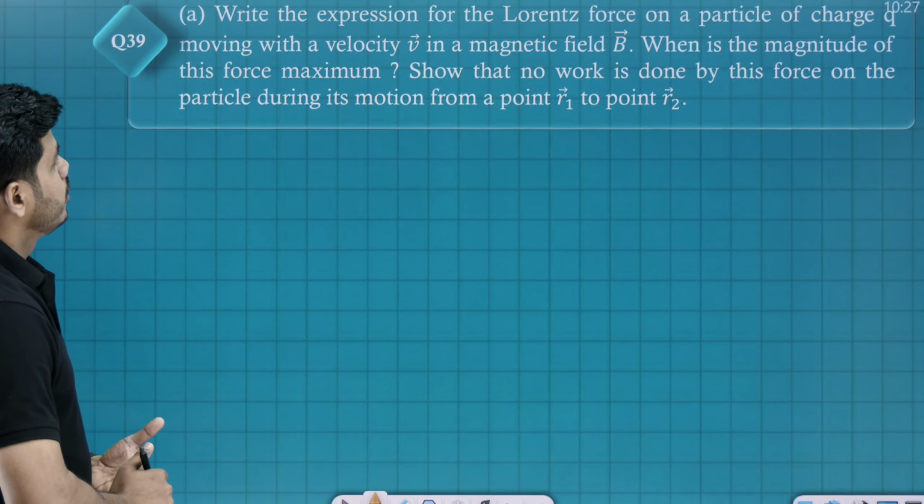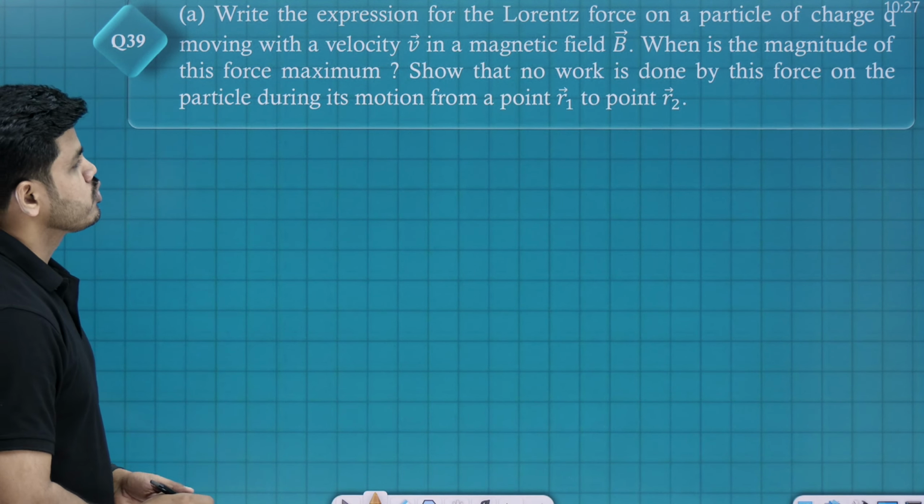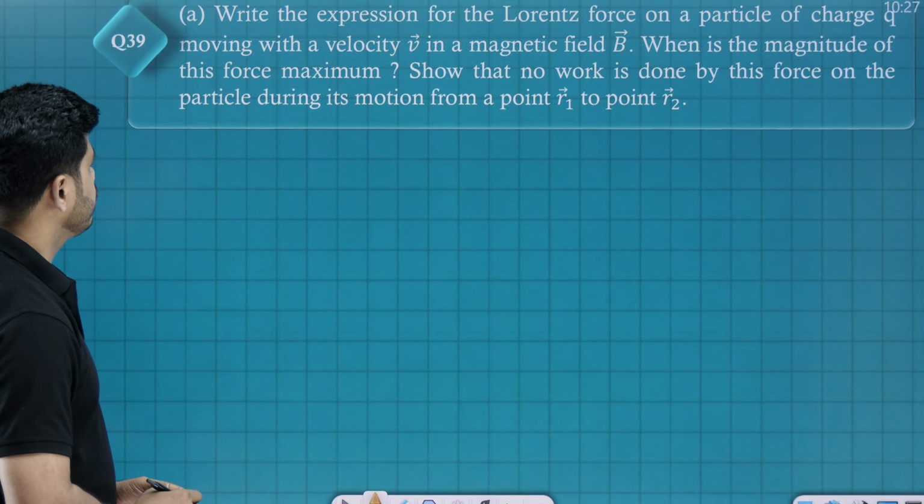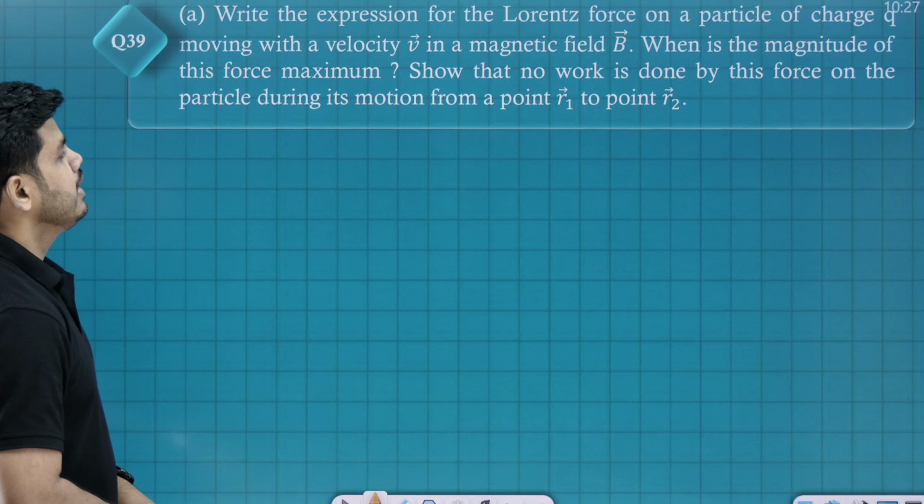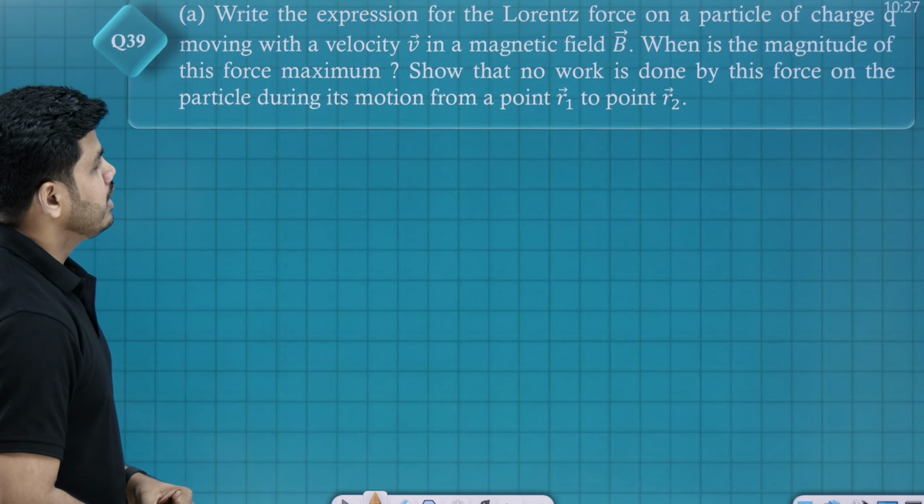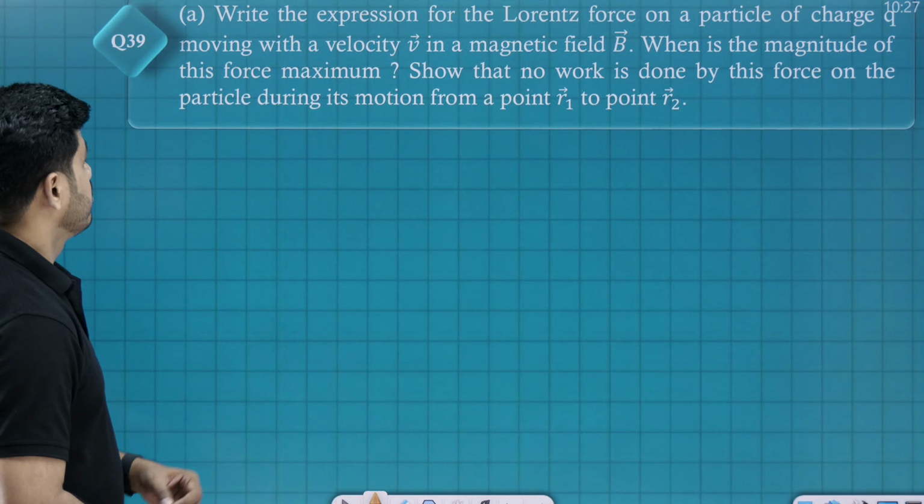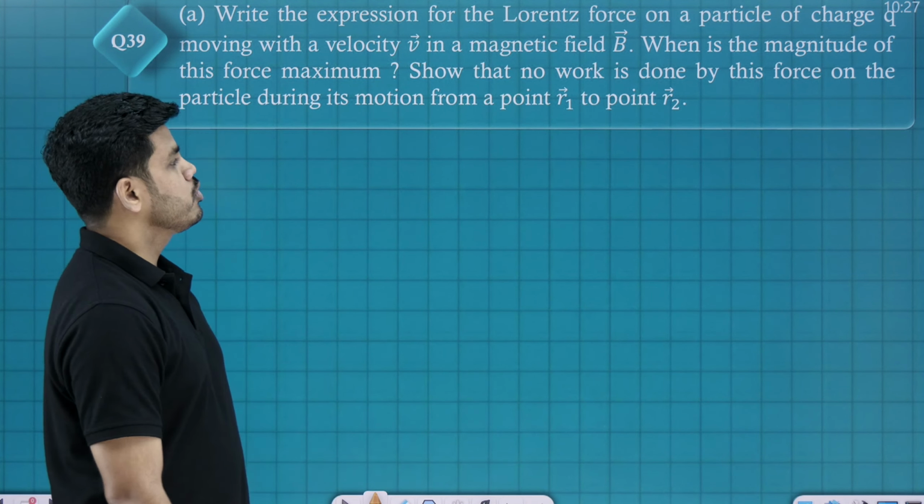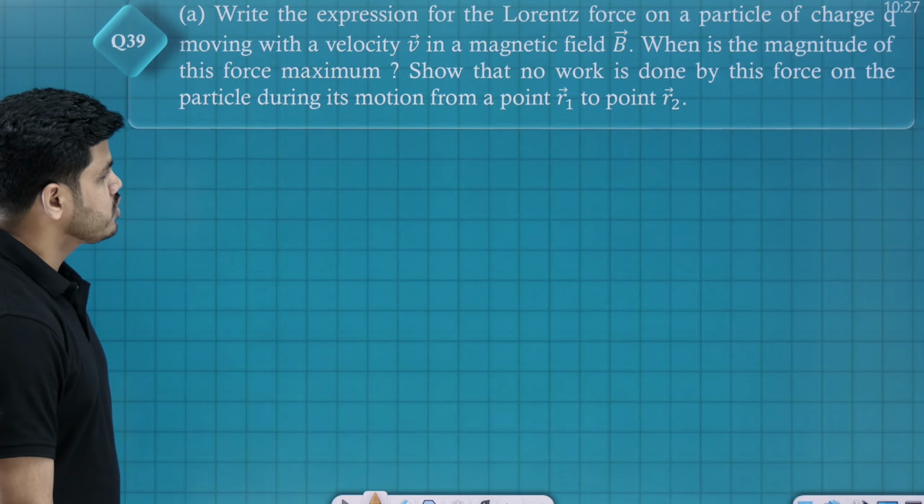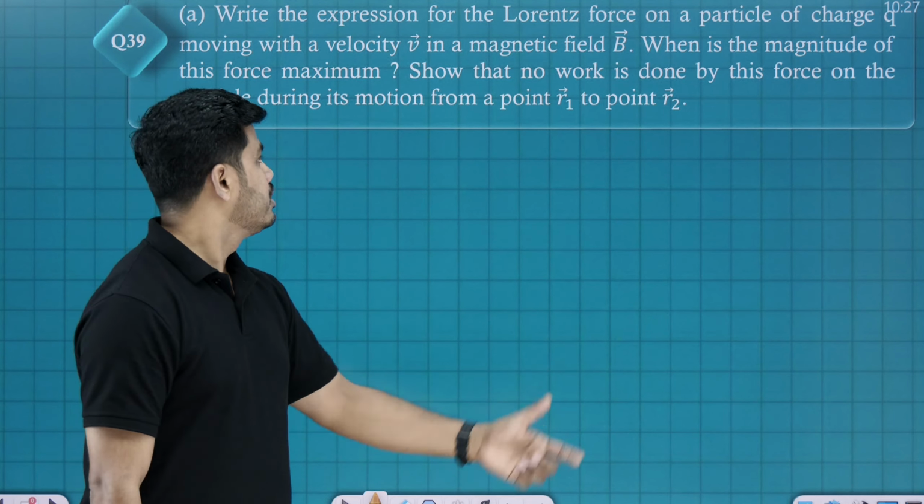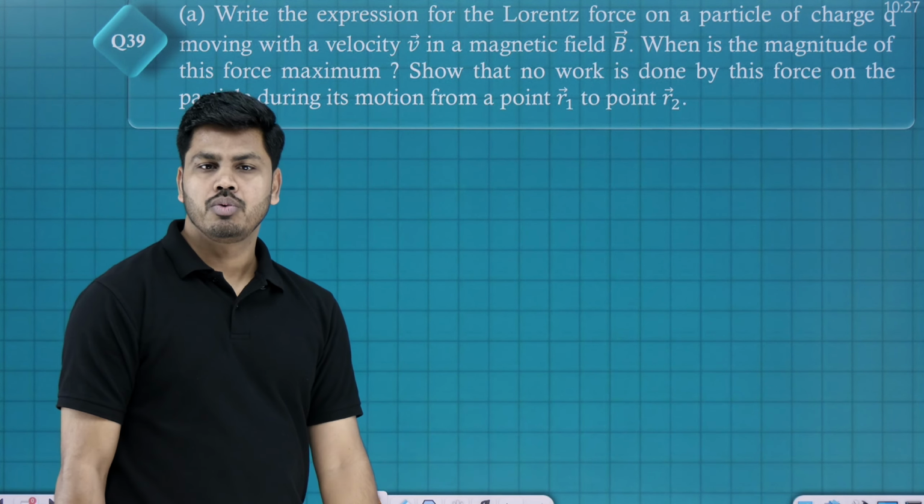Next one. Write the expression for Lorentz force on a particle of charge q moving with a velocity v in a magnetic field B. When is the magnitude of this force maximum? Show that no work is done by this force on the particle during the motion from point R1 to R2.